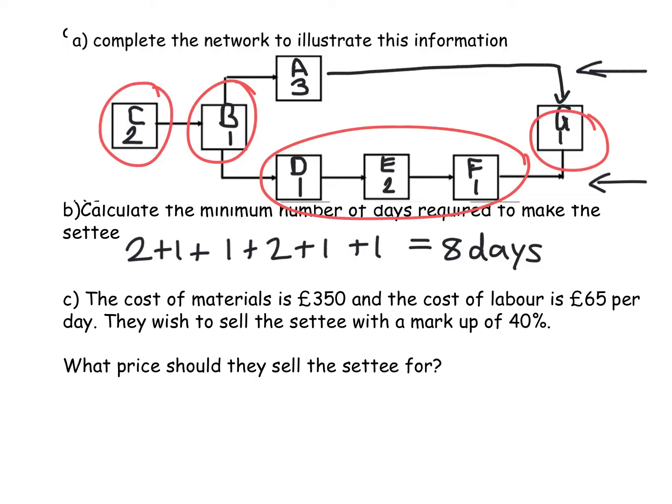Alright, so when you've got two rows of things going on, like you have here top and bottom, that's happening at the same time. And you always choose the longest length of time for it.